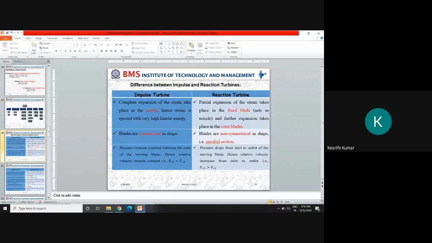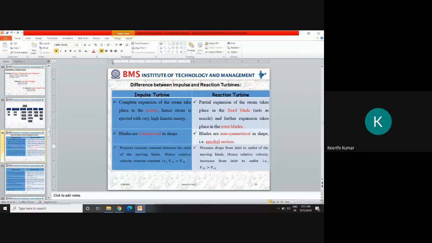Next, the difference between impulse and reaction. Under the impulse, a nozzle is present. Under the reaction turbine, there is no nozzle, but there is a fixed blade instead of a nozzle. In impulse, expansion of the steam takes place completely in the nozzle. But in reaction, expansion takes place partially in the fixed blade and partially in the rotating blade. In impulse the blades are symmetrical; in reaction the blades are non-symmetrical, also called aerofoil section.